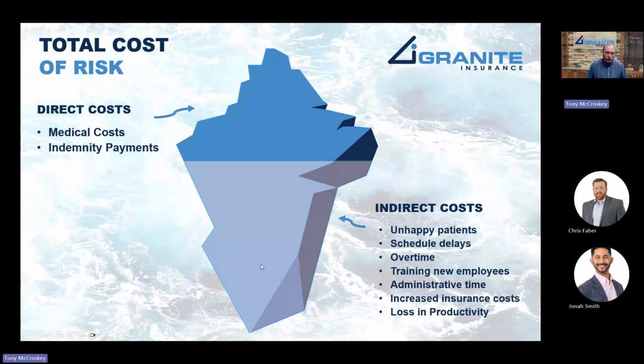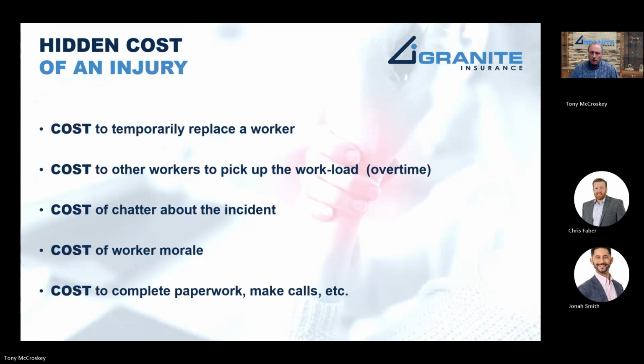There's other costs to workers' compensation besides just the direct costs. When we think about direct costs, we think about the medical costs or the cost for the employees being out of work, what's called indemnity. But there's also the cost of unhappy patients, delays, overtime, new training, administrative time, increased insurance costs, and loss in productivity. So all those things are important, and they all have a bearing on not only the cost to the company, but also the extra workload and productivity of the organization.